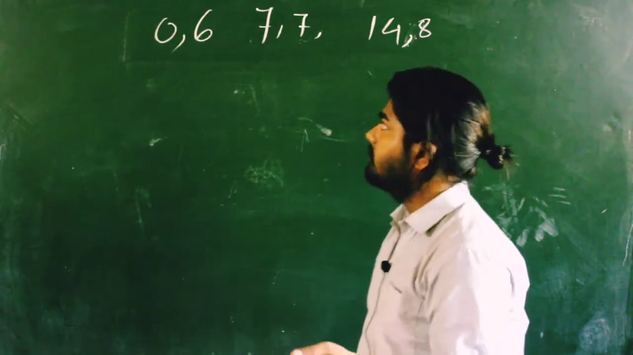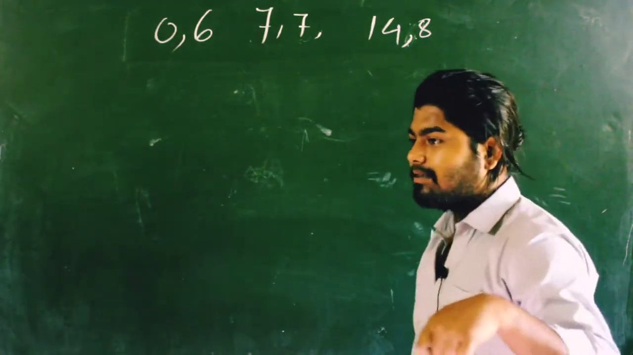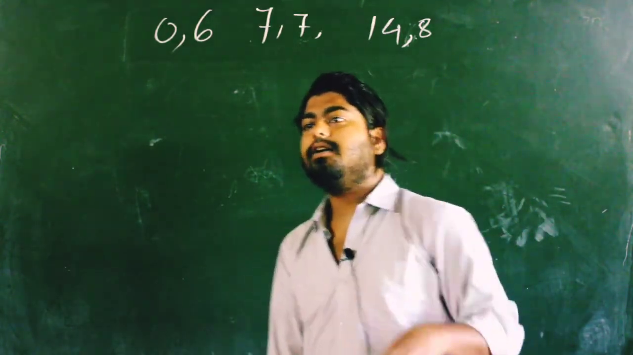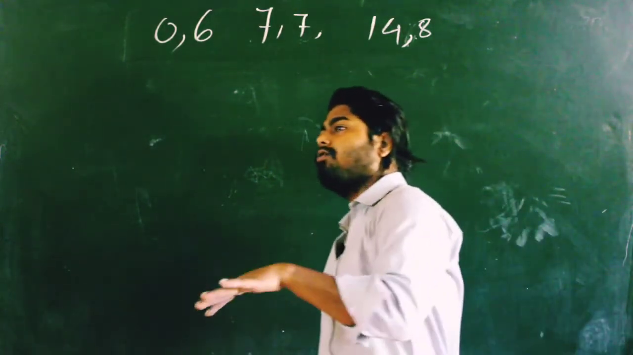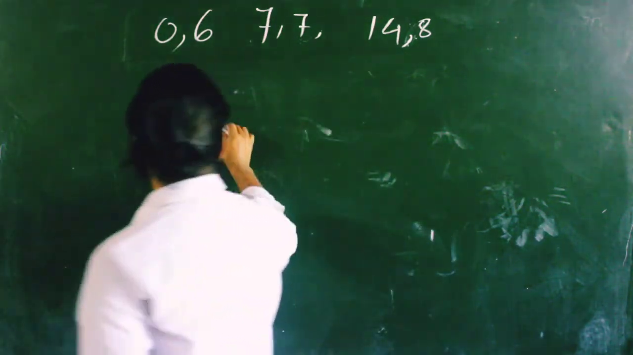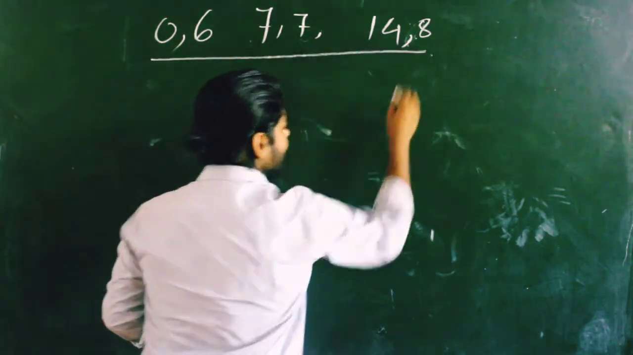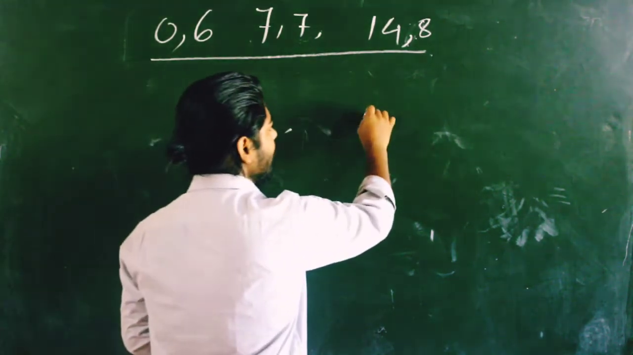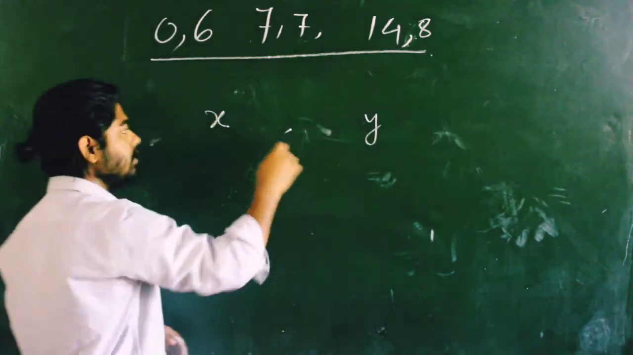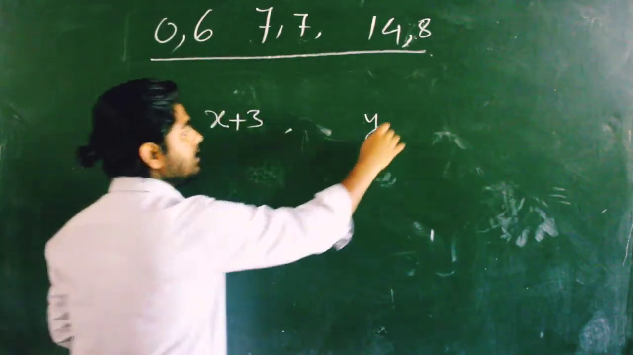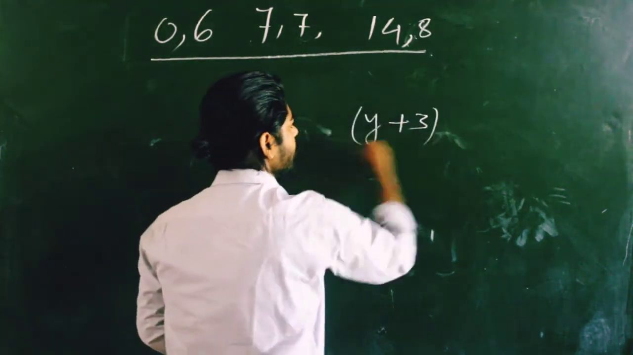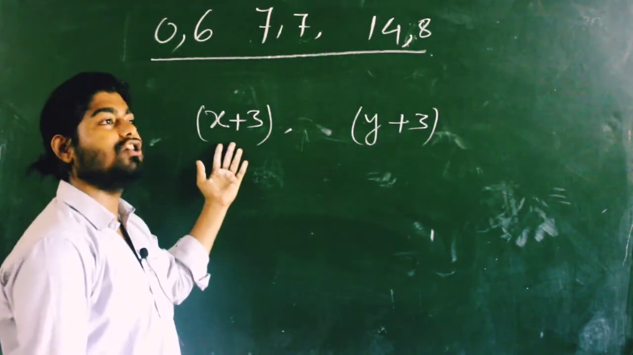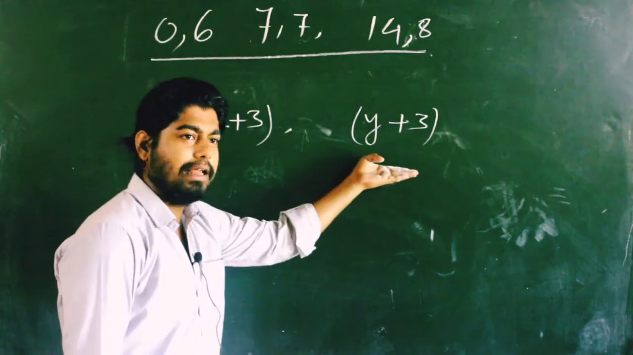for the first one. Now there is the second question inside the first question, that is: 3 years from now I shall be 3 times as old as you will be. So if his current age is x and his daughter's current age is y, after 3 years he will be x plus 3 and his daughter will be y plus 3. He says I shall be 3 times as old as you will be.